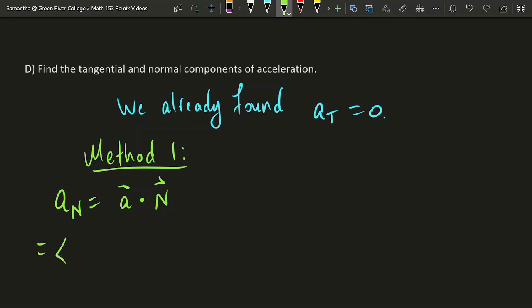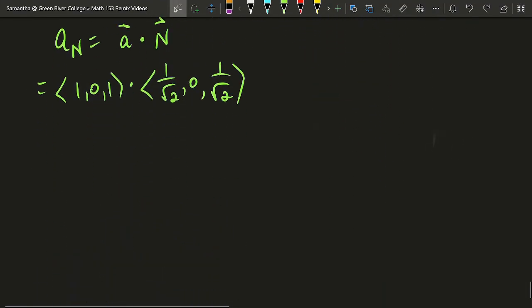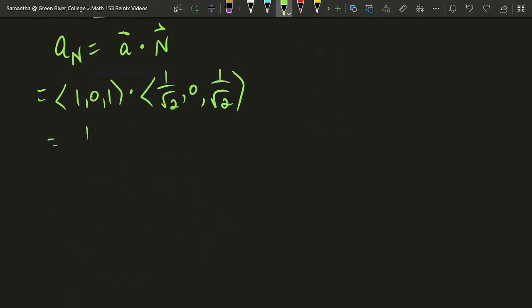Now the acceleration was equal to 1, 0, 1. The normal vector was equal to 1 over root 2, comma, 0, comma, 1 over root 2. And if I calculate the dot product between those two quantities, we get 2 over root 2, or in other words, just root 2. That would be the normal component of acceleration.